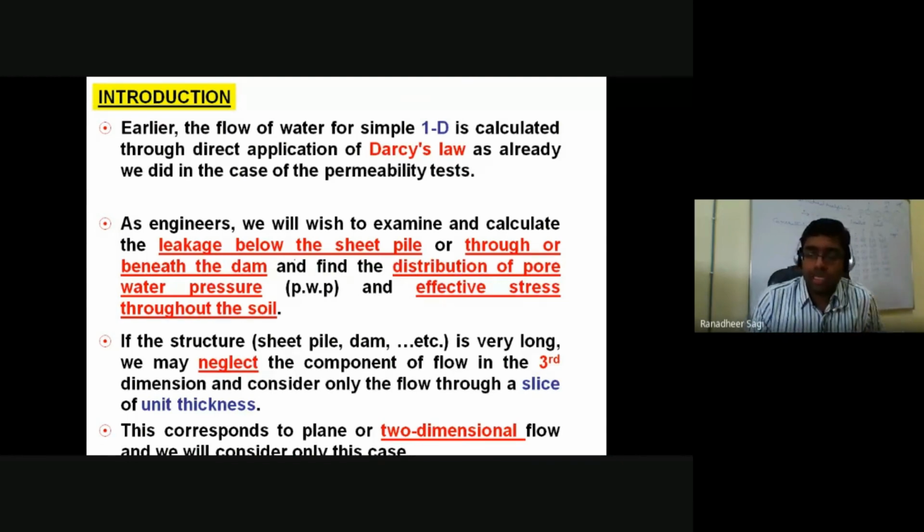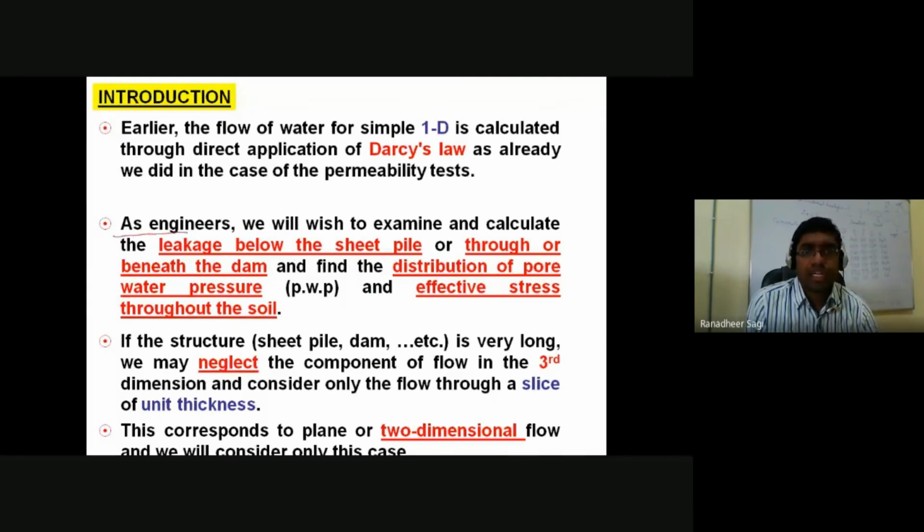Next, it is not just one-dimensional flow conditions that we will come across. What we will mostly be dealing with in hydrodynamic or hydrology related problems is two-dimensional flows. So it is very important for us to understand how to calculate seepage for two-dimensional flow conditions.